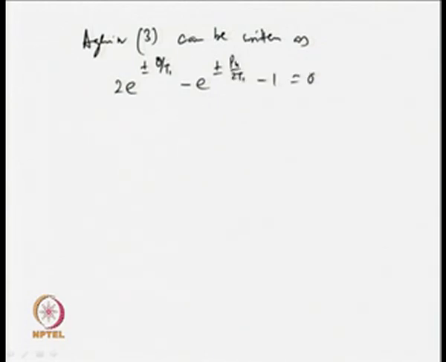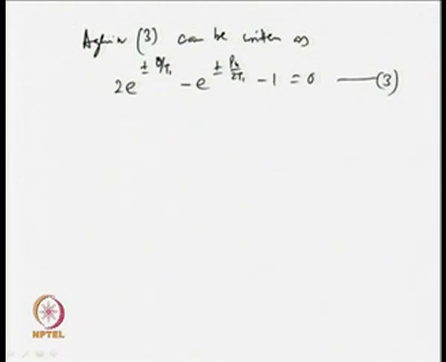Similarly, we can start analysis for the third equation. Again, the third can be written as 2 e to the power plus minus theta upon T1 minus e to the power plus minus pi by 2 T1 minus 1 is equal to 0. This is equation number 3. Now, what I will do?